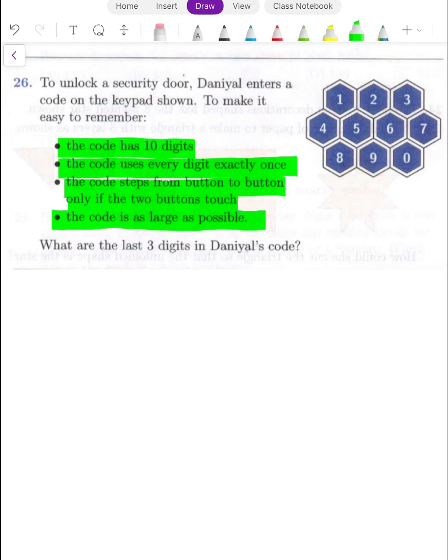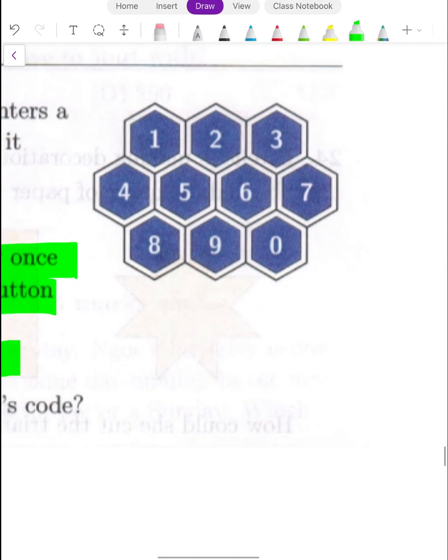And the code is as large as possible. Now of course we can make different codes using the earlier clues, but this clue is very important. The code is as large as possible. Now, remember to use all the clues and find out our answer.